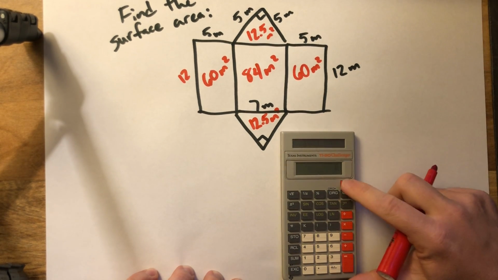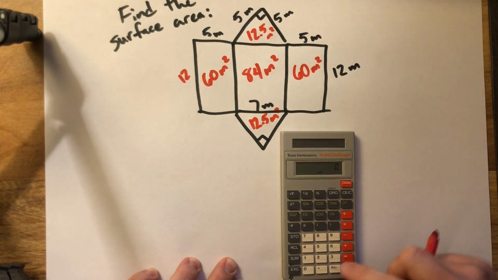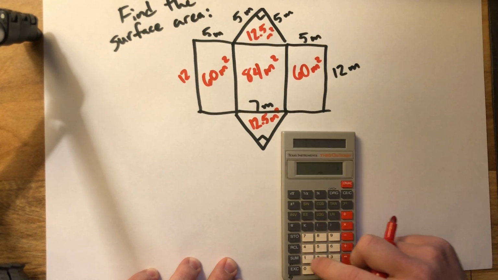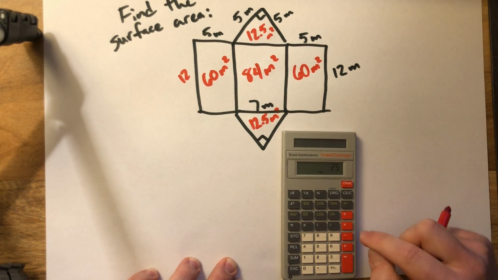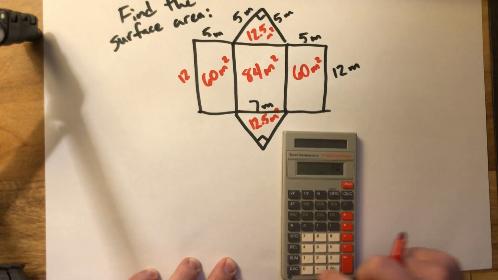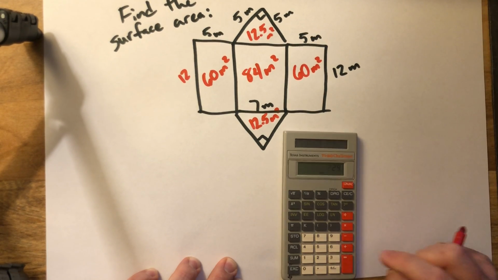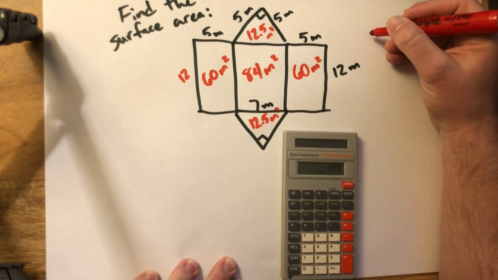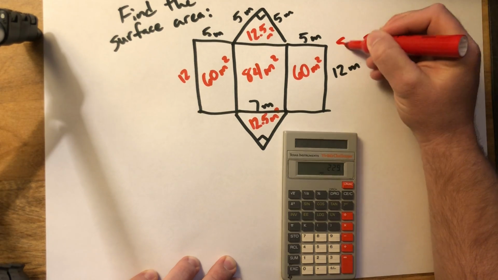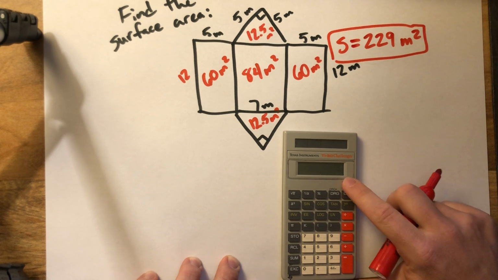So let me use the calculator here. Let's go 12.5 and 12.5. Both of those would be back to the 25. So we'll go 12.5 plus 12.5 plus 2 60s and plus the 84. So all total, this surface area is going to be 229 square meters. Surface area equals 229 square meters. Just another way to look at it.